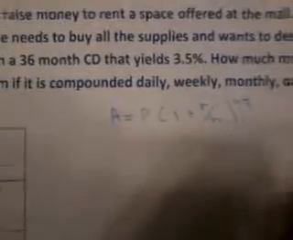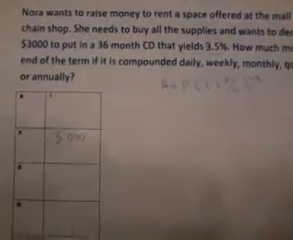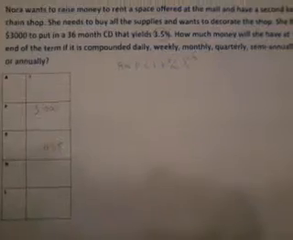So we are going to put 3,000, and then R is the rate, and if we notice, the rate here is in percent, so we don't write the rate as a percent, we write it as a decimal, so we will be dividing by 100, and when we do that, we get 0.035. And then N is the number of times that the money is going to be compounded, and in this case, we're going to do it a couple of times.